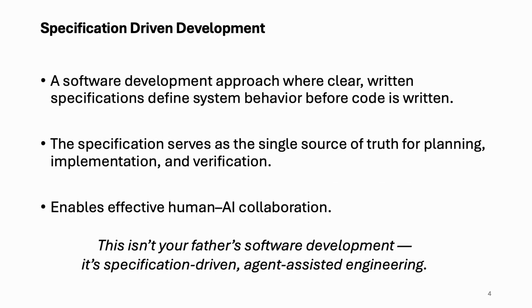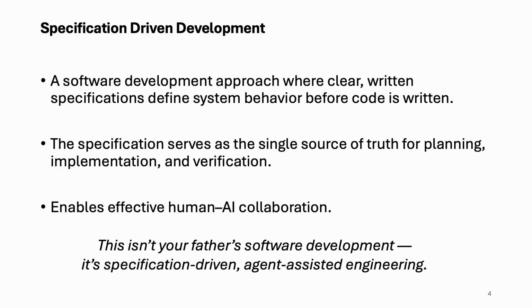Now let's level set on what I mean by specification-driven development. In many code-first workflows, we jump straight into writing code and figure out what we meant along the way. That can work for small changes, but it often leads to rework, misaligned expectations, and AI agents confidently building the wrong thing. Specification-driven development flips that approach. We start by writing clear specifications before any code is written, so system behavior and success criteria are explicit from the start. In this project, I use GitHub's open source project called Spec-kit to do that.